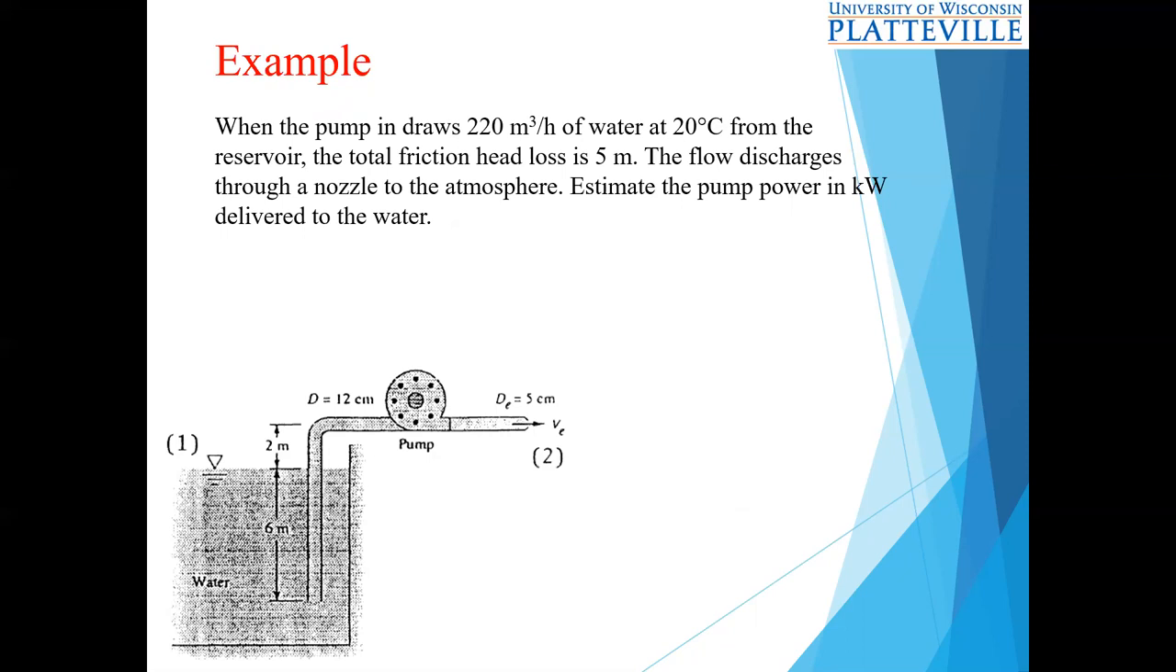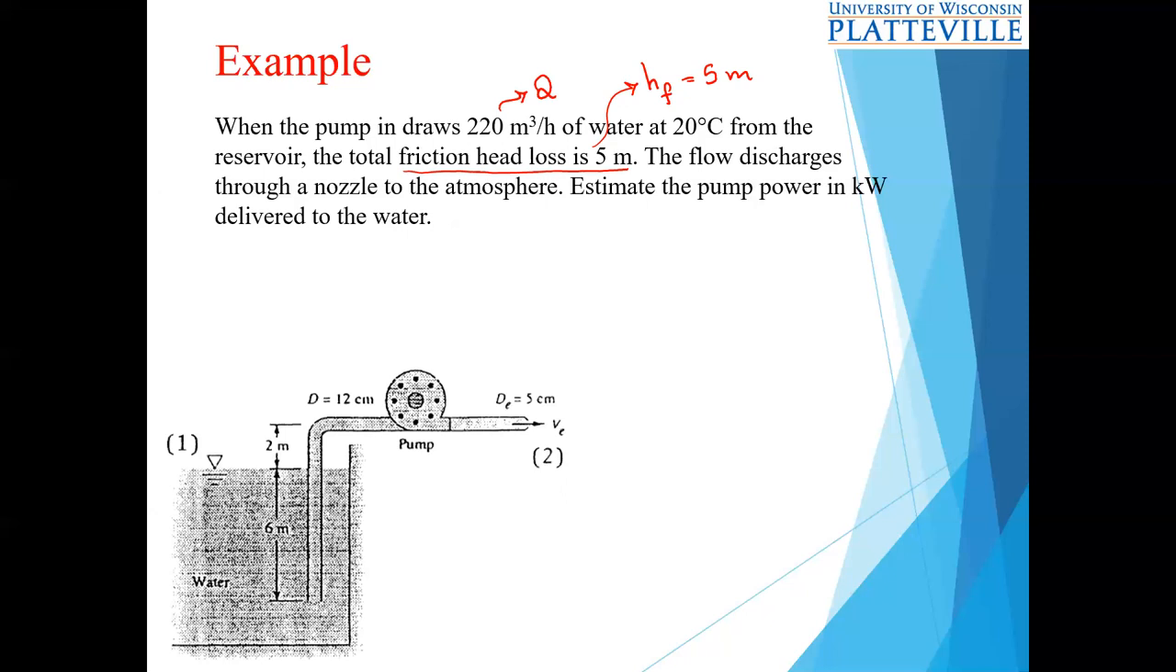So it means this 220, what is this? It's a flow rate, so this is Q. The temperature is given, so if we need gamma or density, we can find it, and the head loss is 5 meters. So this is the head loss due to friction, which is hf, 5 meters. Okay, what else is given? The flow is discharged through a nozzle to the atmosphere.